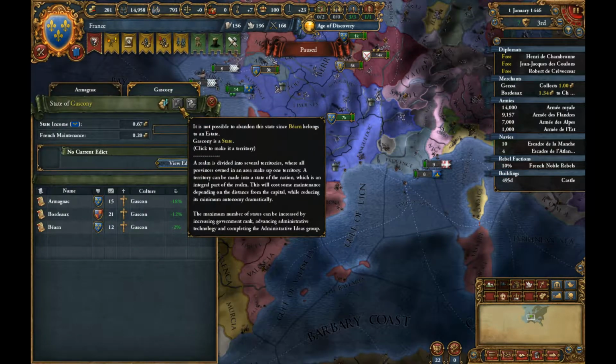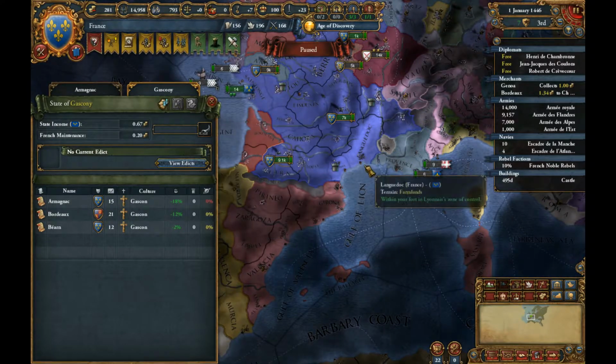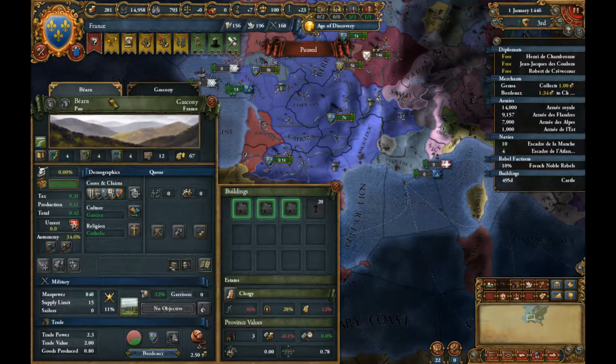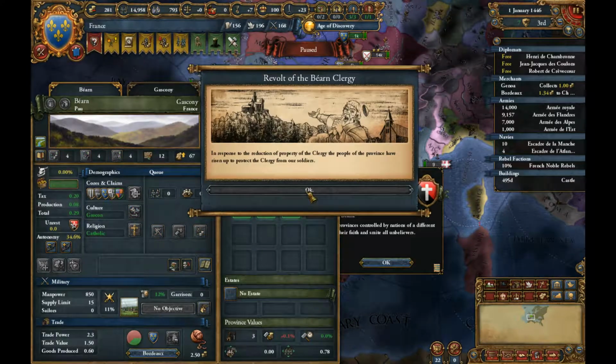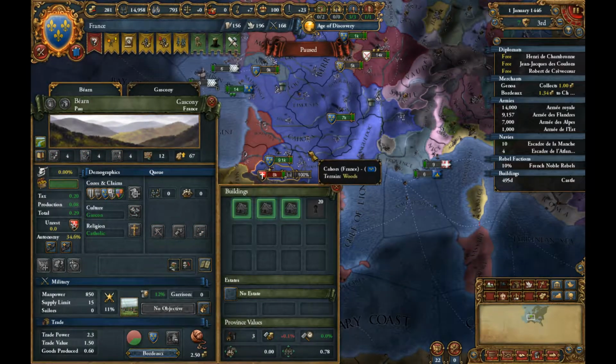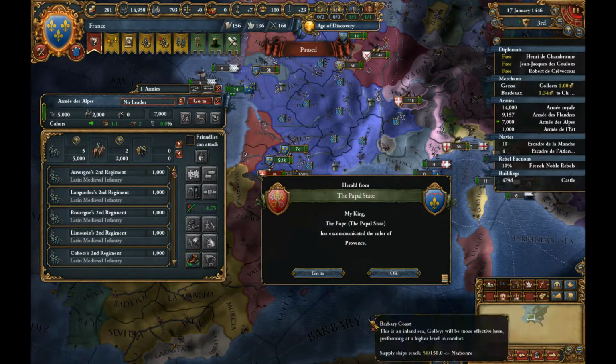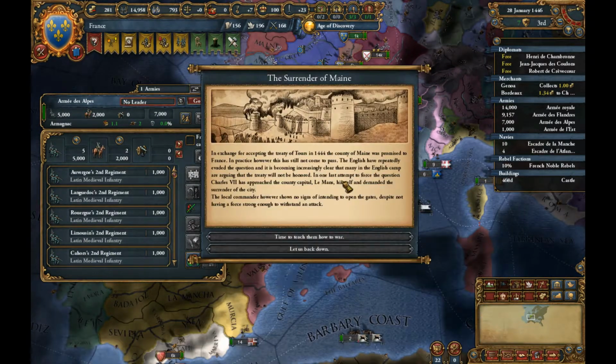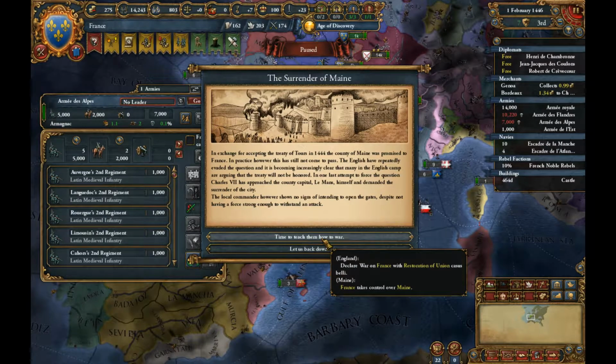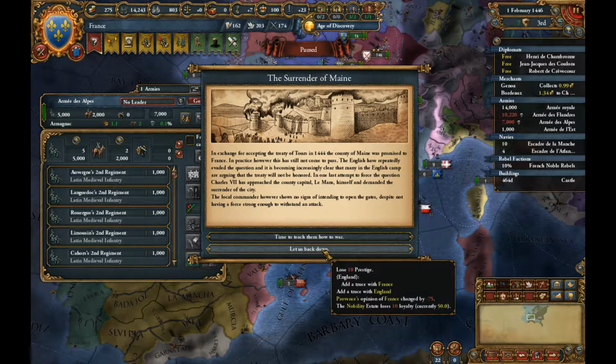It's possible because Bar belongs to an estate. Which one? Oh, also the clergy. Go away. Oh man, this is so dumb. I didn't think this would be a problem.